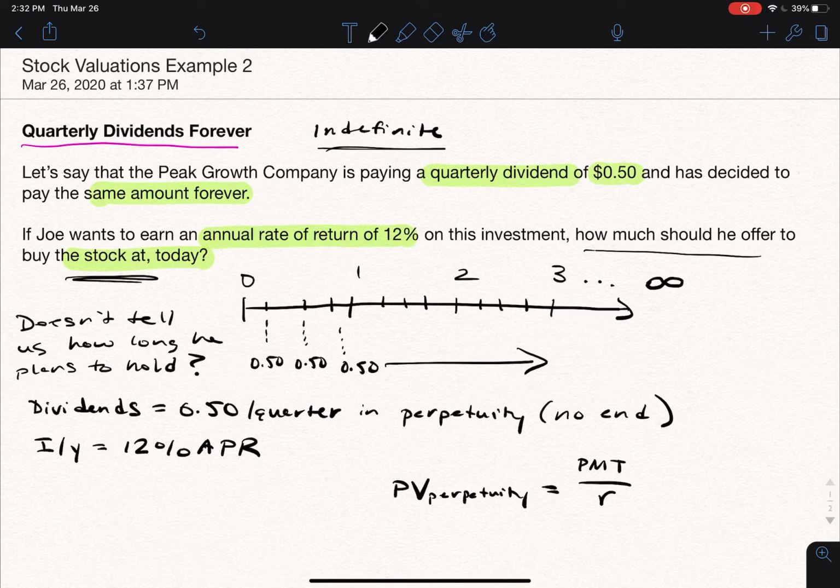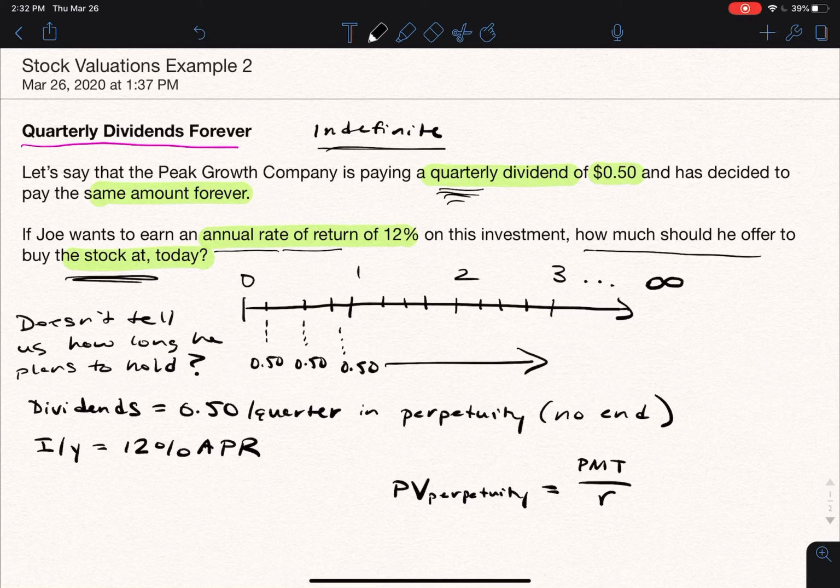Now, you'll notice one other piece of information that I didn't dig into yet, right? The dividend is being issued how often? It's being issued quarterly, right? But Joe's required rate of return is given to you as an annual rate of return. So you might remember from a previous chapter that we have to convert all items that we're working with to the same time frame, right, to get them on an even playing field before we can do any math.